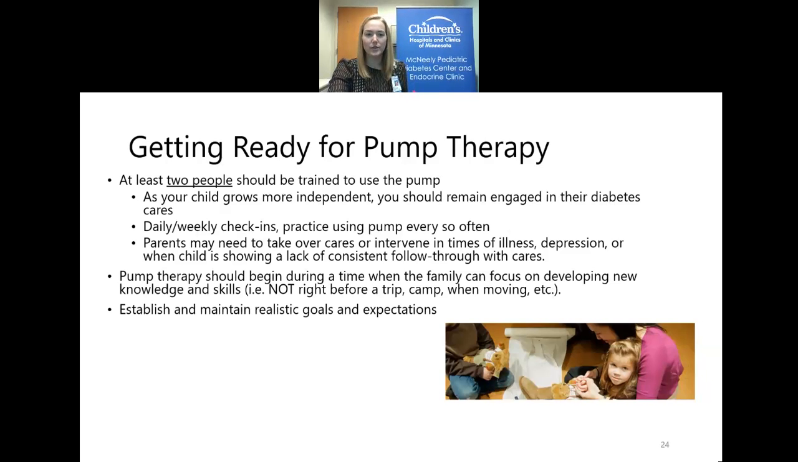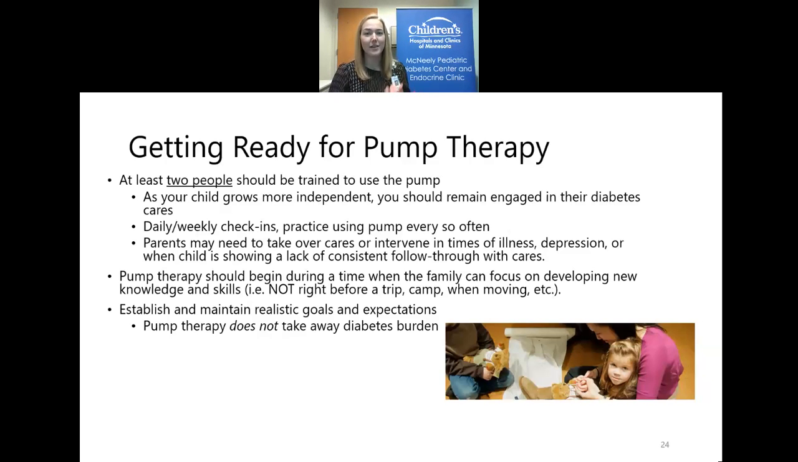And the big thing too here, we do want to make sure that we have realistic goals and expectations going into having a pump. As we've talked about earlier in this, pump therapy does not take away the diabetes burden completely. Does it reduce the burden? Yeah, usually does. For most people it does, but it doesn't take it away completely.